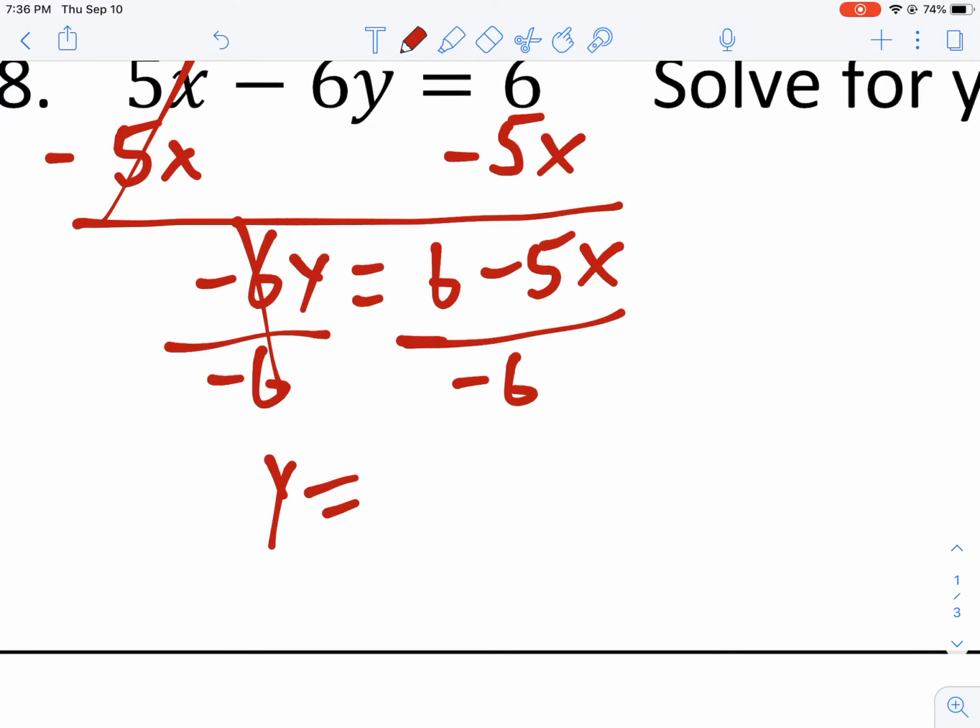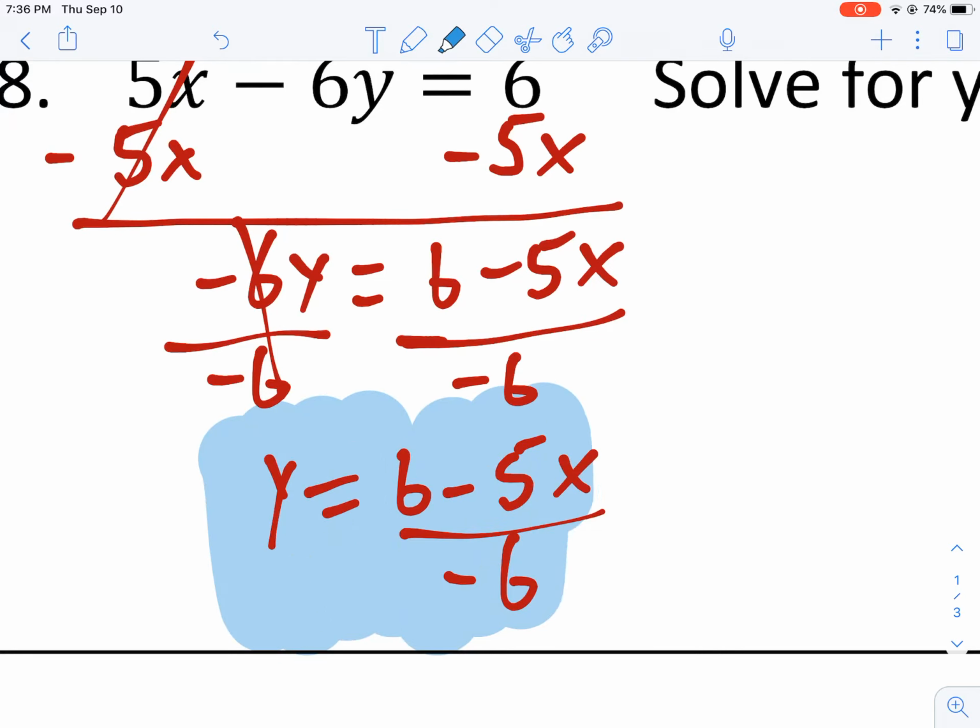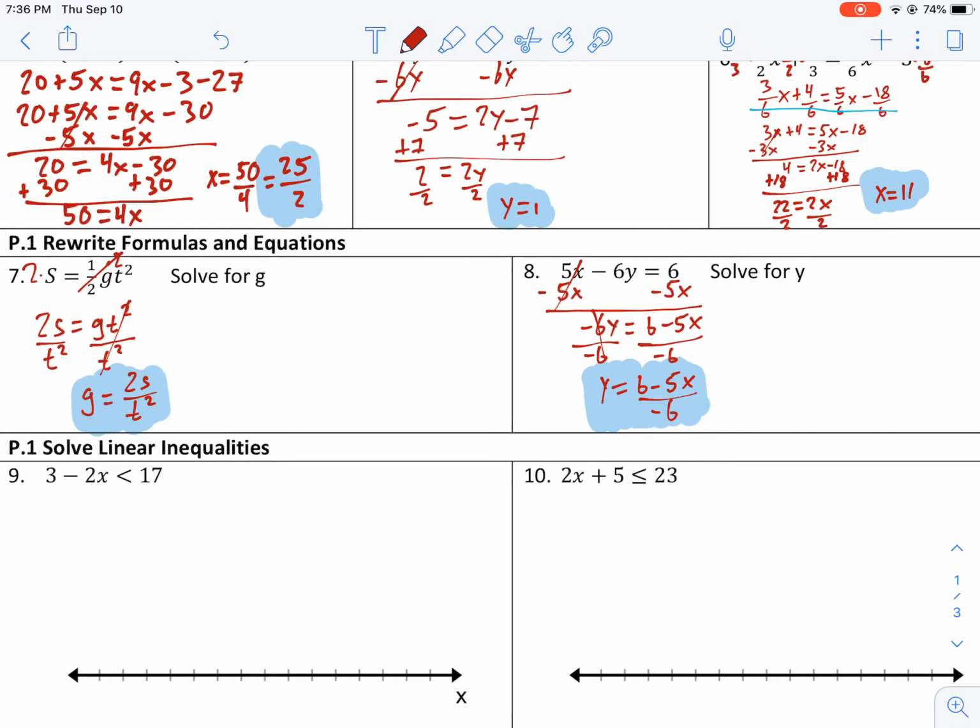That gives us y equals. Now, you could just leave it like that. That's fine. You could also get rid of that negative on the bottom, but it's really not that big of a deal, to be honest. So y is by itself. Now we're done. So that's literal equations.